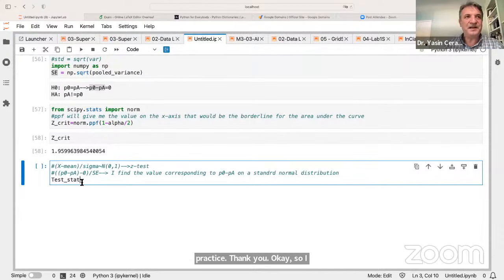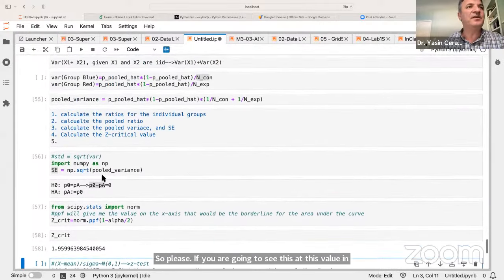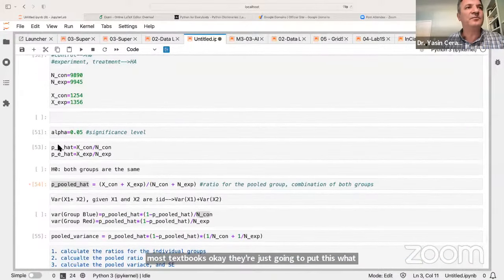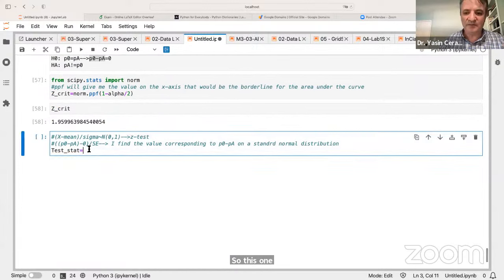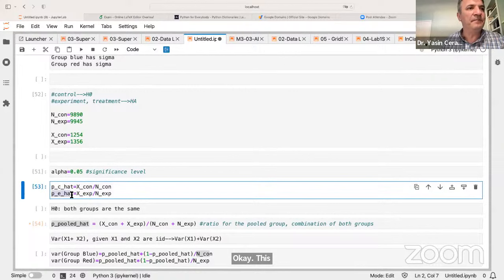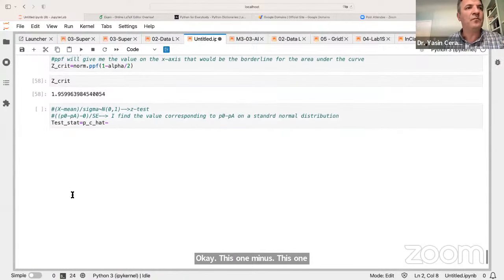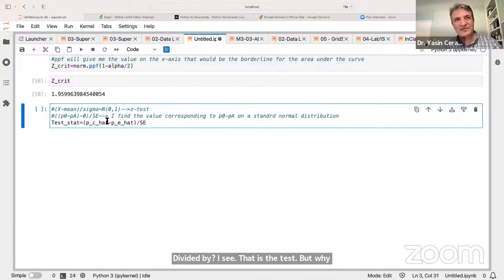So if you are going to see this value in most textbooks, they're just going to put this: this one minus this one, divided by SE. That is the test stat. But why? What is this test stat? Why am I subtracting this? What is happening here? Why am I dividing by this standard error?